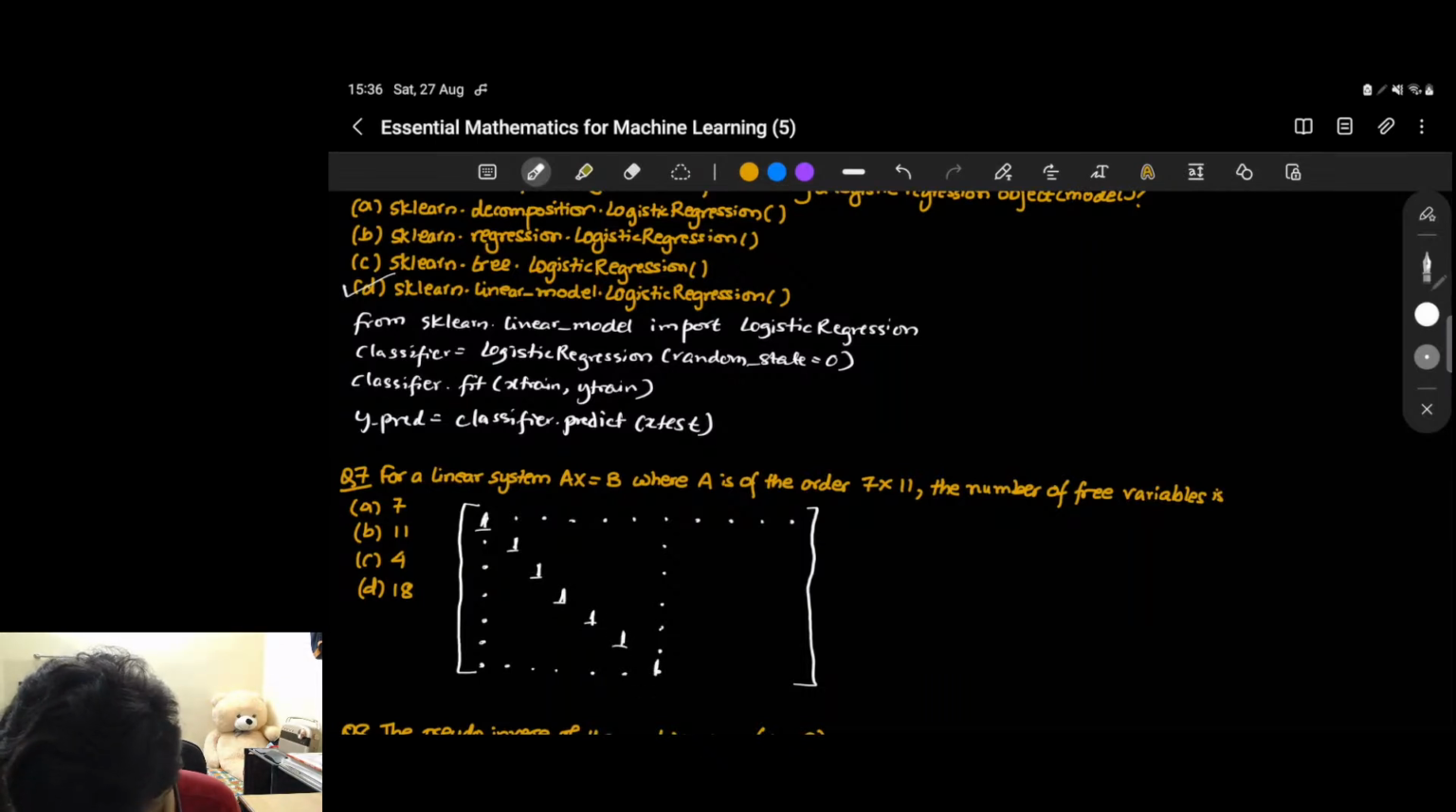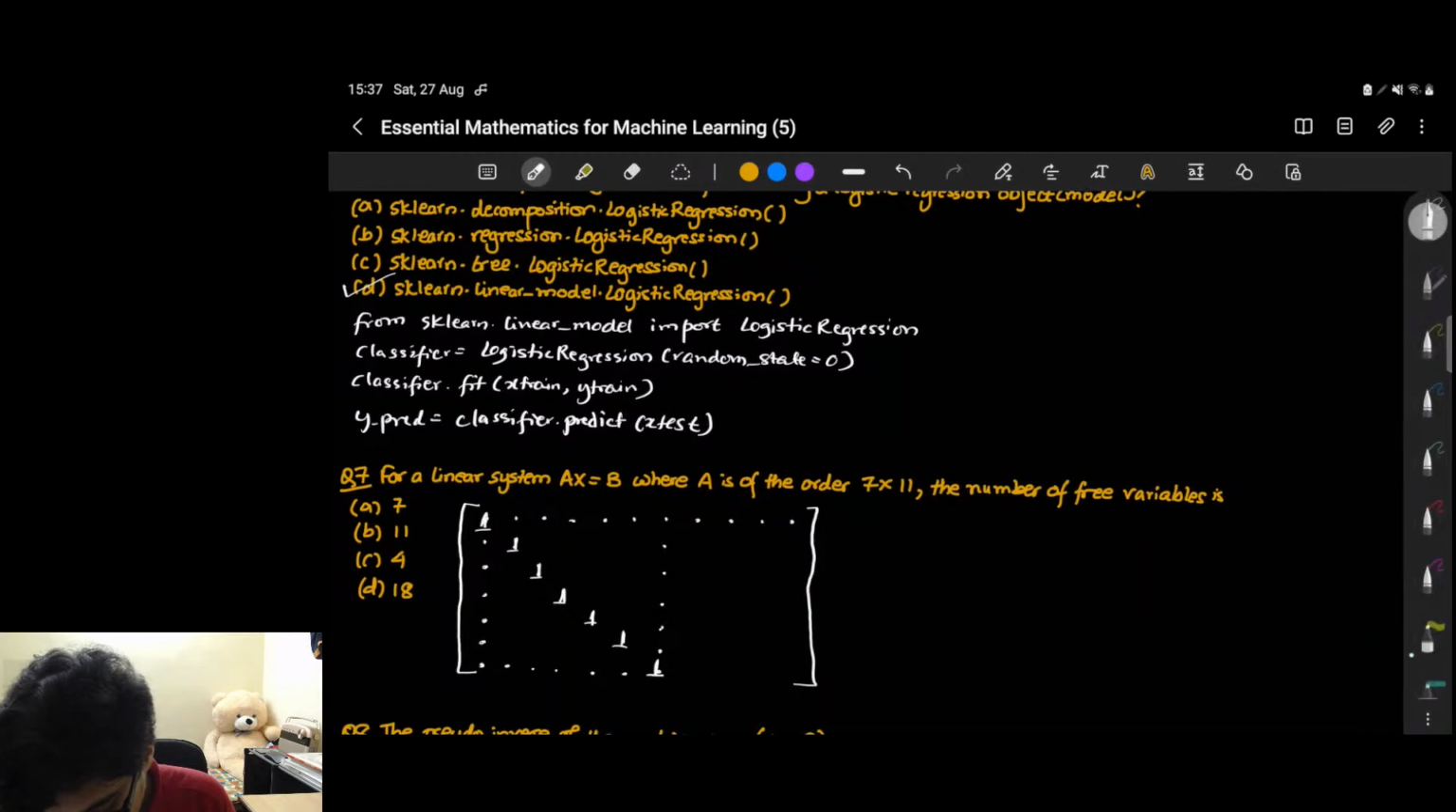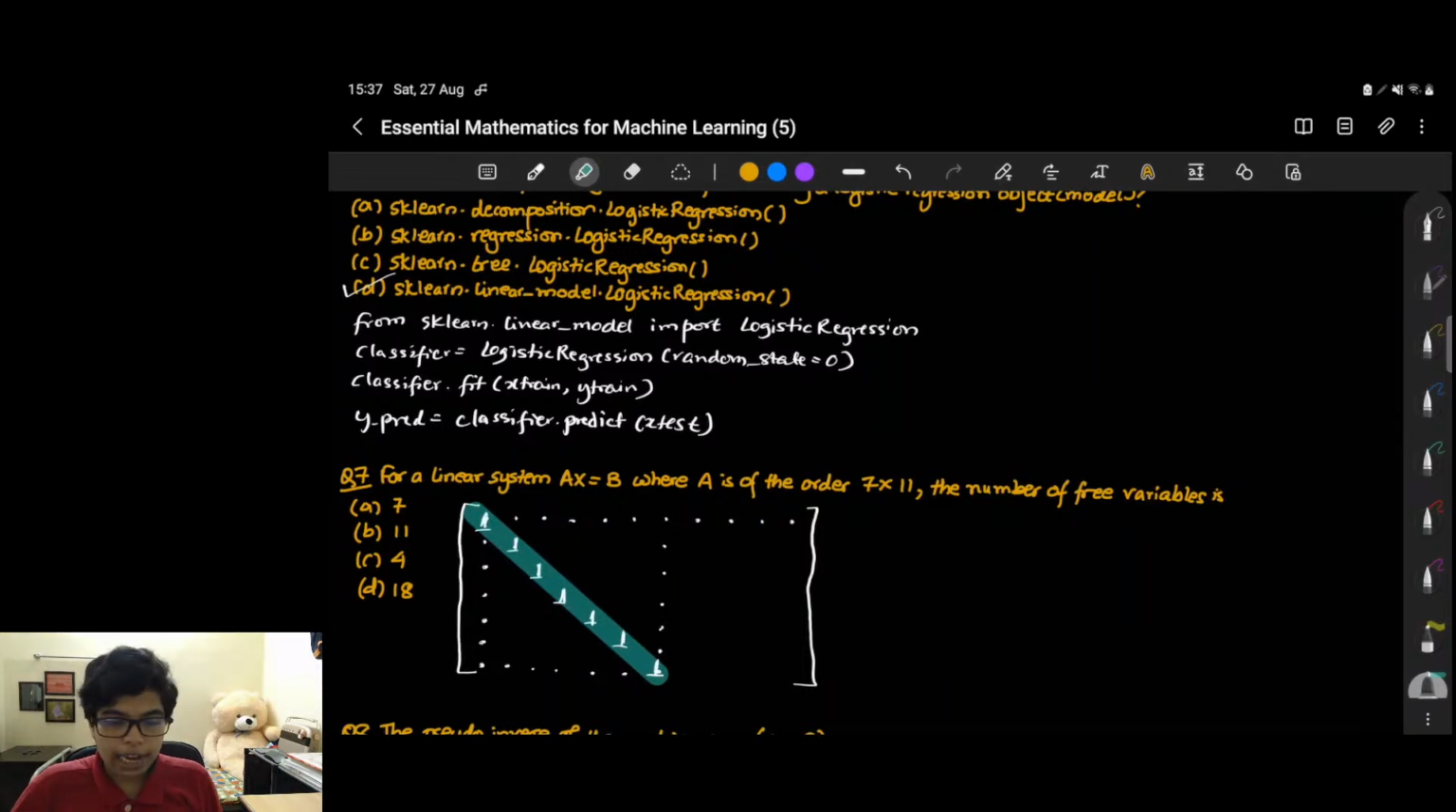So each of these diagonal elements, now how many diagonal elements would you have? You would have 7 of these because you have 7 rows. So these elements are called pivots, and in reduced row echelon form, above and below the pivot the values are 0, and all over here in the reduced row echelon form it will be 0.